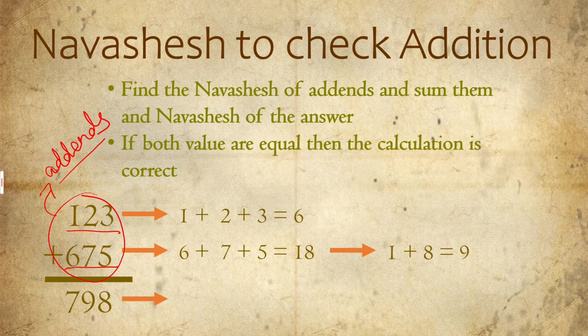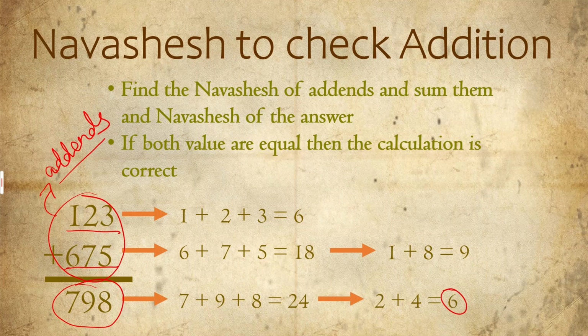Now let's find the Navashesh of the sum. So first you go on finding the Navasheshas, okay? Navashesh of the addends, 1, 2, and then the Navashesh of the sum, the answer. This is basically the answer, 7 plus 8 plus 9, 24. 2 plus 4, 6. So the final Navashesh is going to be 6.